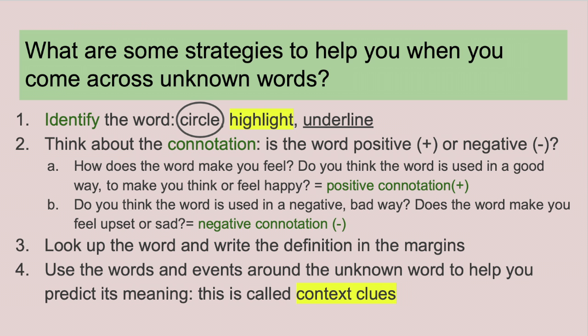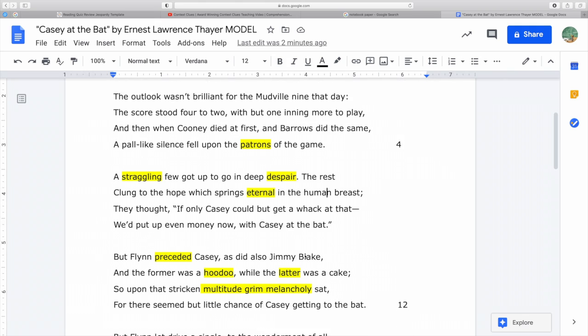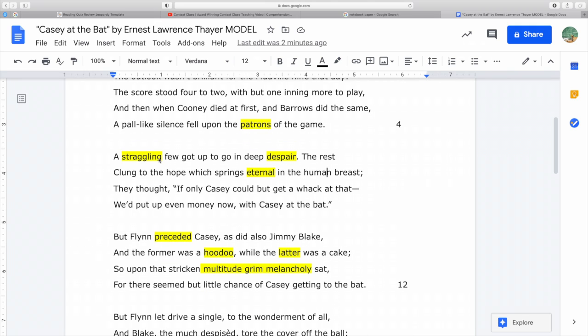Next, we want to think about connotation for a word. Is the word positive? Does it make you feel good? Or is the word negative? Does it make you sad or upset? Or do you think that it could make someone sad or upset? How does that word make you think or feel? So I'm going to take a look at the first few words, straggling, despair, and eternal. And I'm going to figure out, are these positive words or negative words? How do I feel when I'm reading them?